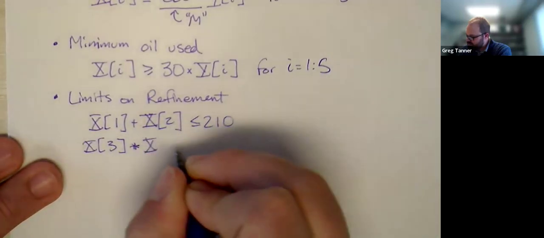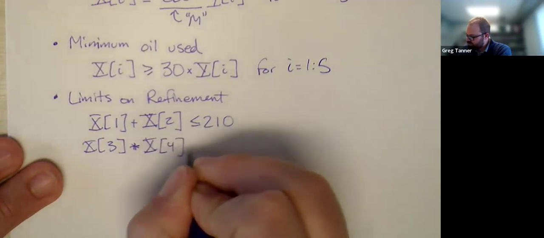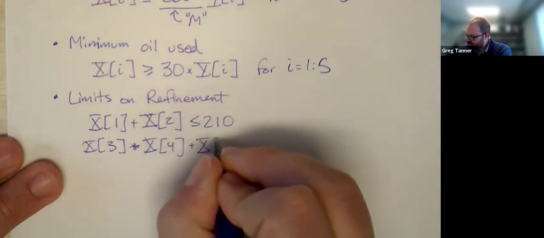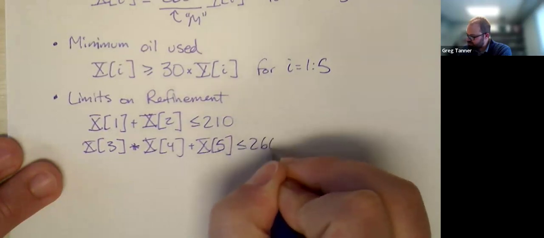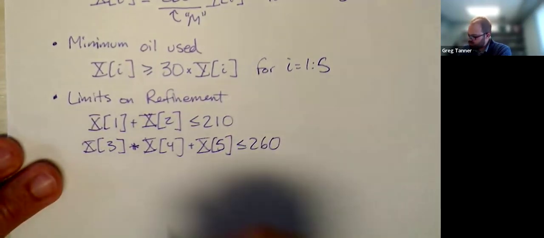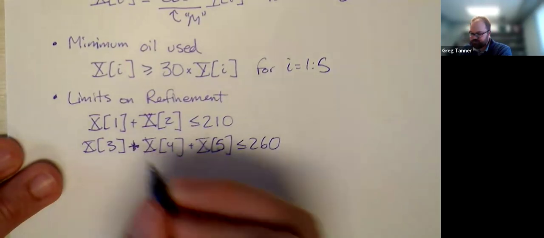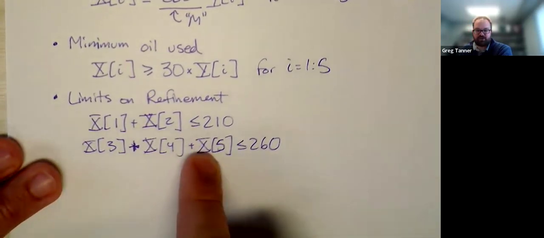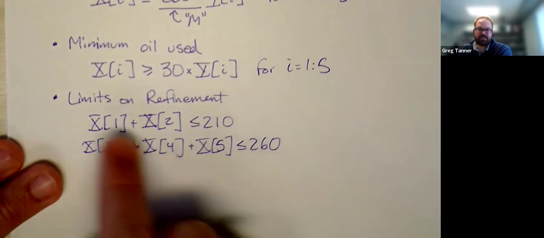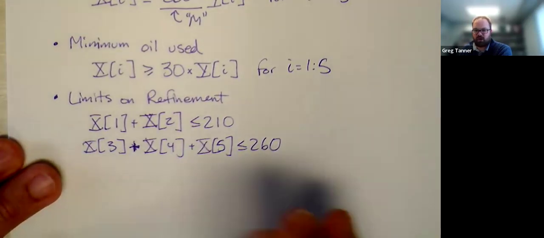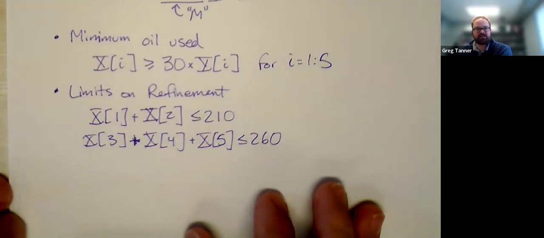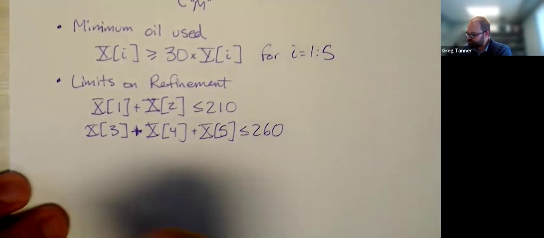Plus X4 plus X5, and that has to be less than or equal to 260. Okay, that's a plus there. So the sum of the non-vegetable oils has to be less than 260. The sum of the vegetable oils has to be less than 210. And just one of each of those. No indexing involved in that constraint.